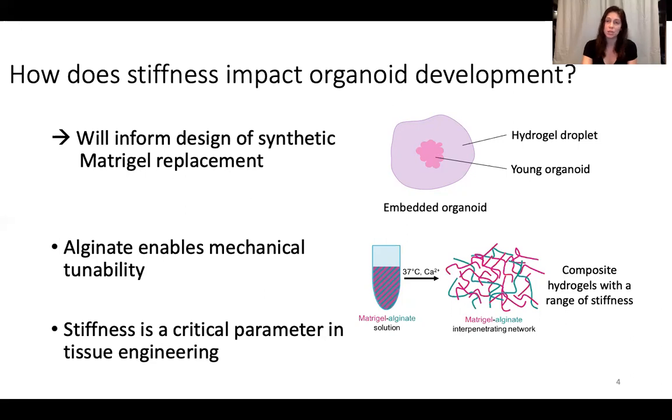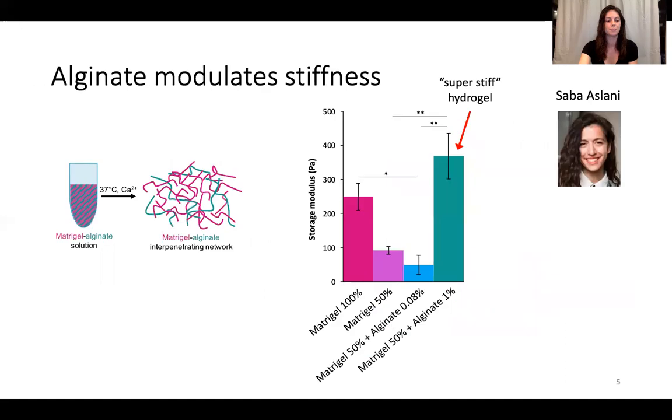We want to keep Matrigel in there for now because it has lots of growth factors and cell adhesion motifs that are important for organoid growth. So adding alginate to Matrigel lets us study the question about stiffness without changing these other parameters. So my lab mate has done some mechanical characterization of our composite hydrogels, and this shows you that we can indeed modulate the mechanical properties of the composite by adding alginate.